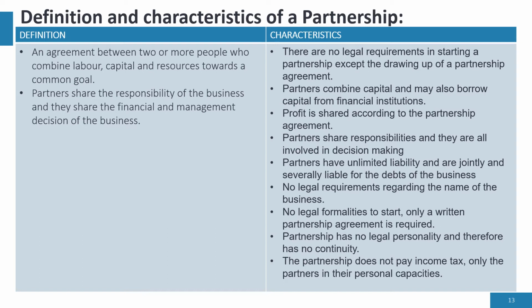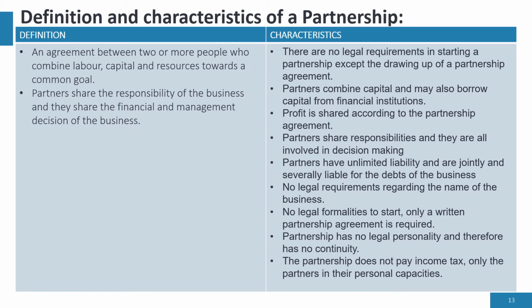Profit is also shared according to the partnership agreement. So usually the amount of capital you invest in the business determines your partnership percentage, and profit will also be shared according to that. Partners share responsibilities and they are all involved in the decision making. That you will see later is a disadvantage because it can sometimes hamper decision making, because you have to have the go-ahead of all the partners before you implement change.